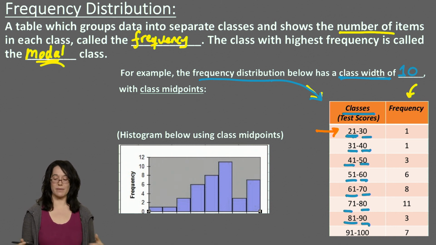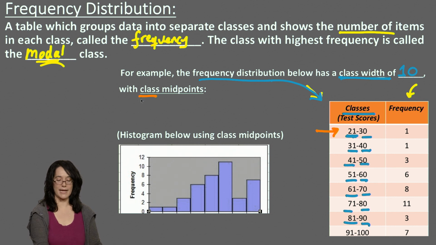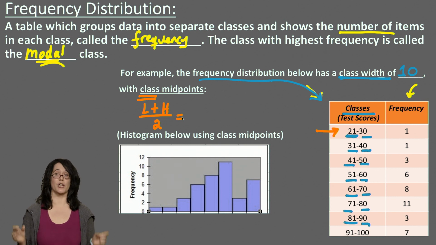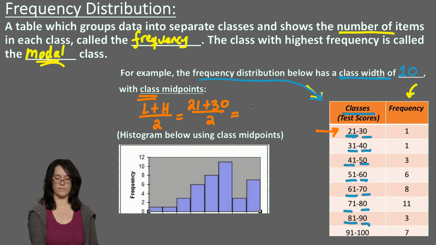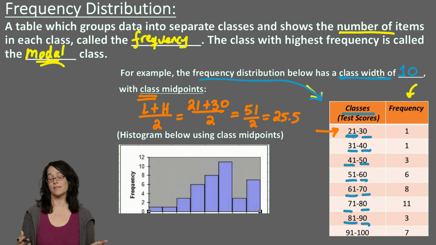In order to find the midpoint, all I need to do for a certain class, every class has its own midpoint, is take the lowest plus the highest and divide by 2. In other words, taking the average of your upper and lower limit. Well, 21 plus 30 for the first class divided by 2 would be 51 over 2. And when I cut that in half, what do I get? That's right, I should be getting 25.5. Now, would that be a good representative of this class?